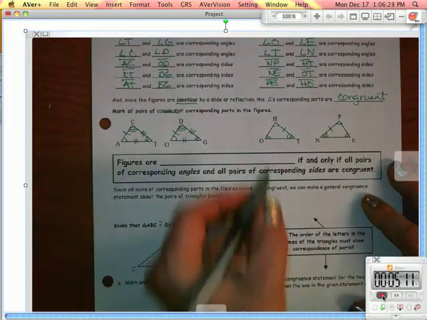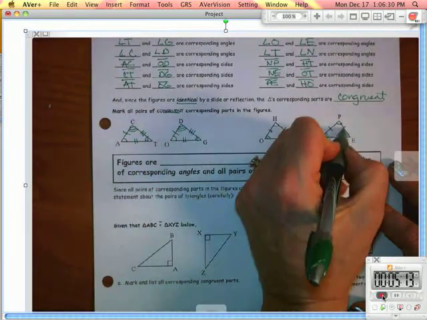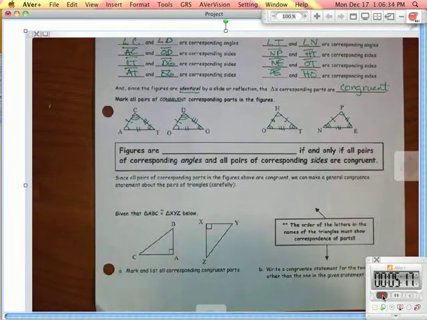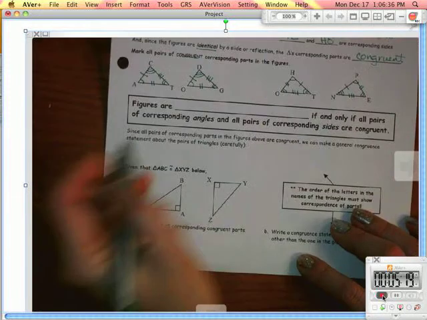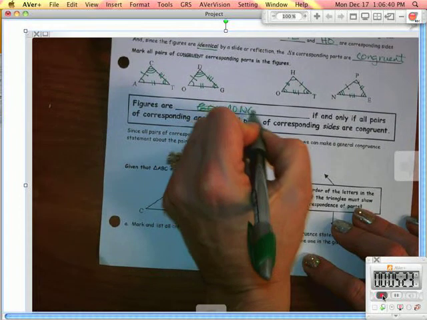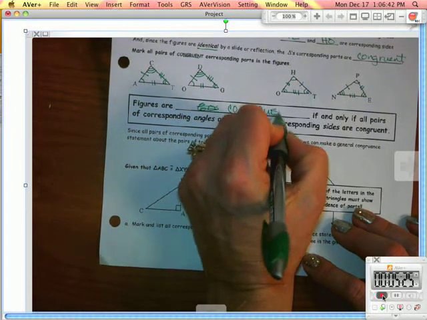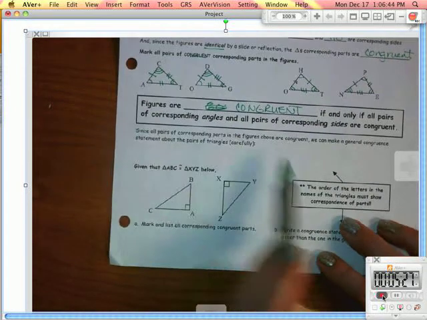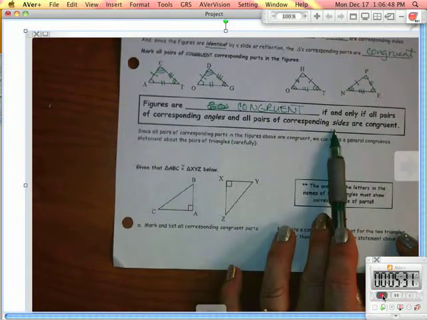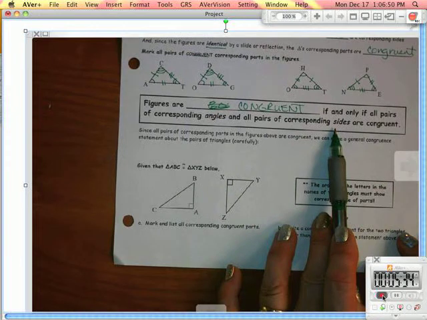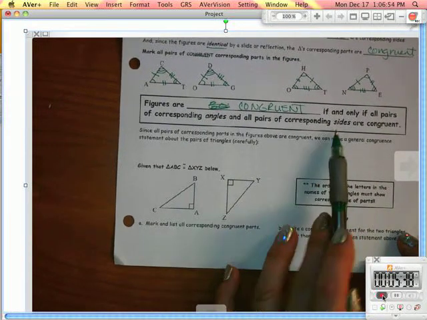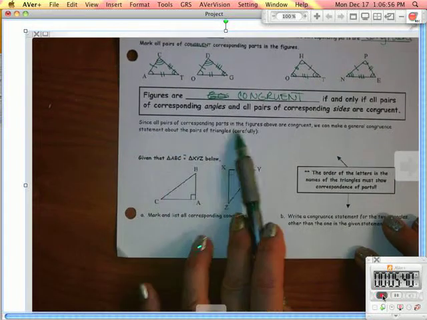Figures are congruent if and only if all pairs of corresponding angles and all pairs of corresponding sides are congruent. Then we can say the triangles are congruent. And that's going to be important for the proofs. Okay? Since all pairs of corresponding parts in the figures above are congruent, we can make a general congruence statement. Your homework is going to say, make a general congruence statement.